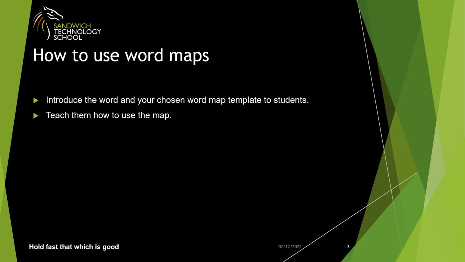If we think about how to actually use these word maps, then what we need to do first of all is introduce whatever word it is that we want them to understand and get to grips with. And then we need to show them our chosen word map template because there's a few different options available to us here. We then need to actually teach them how to use this map. It's not just a case of hand it out and see how it goes. We need to go through this, and this is a great opportunity to get the visualizers out, have one on your desk that you can go through and fill in with the students together so that they really do get to grips with it.